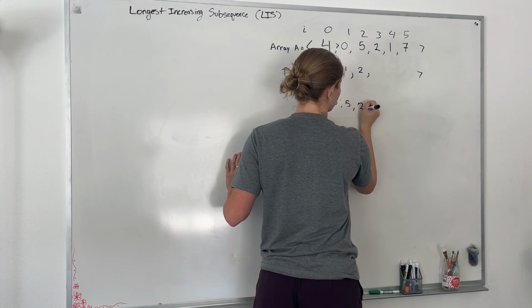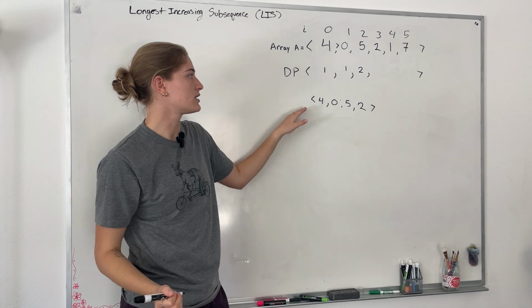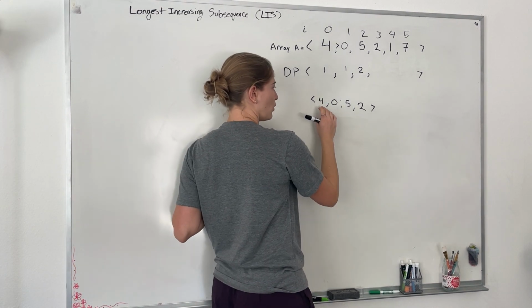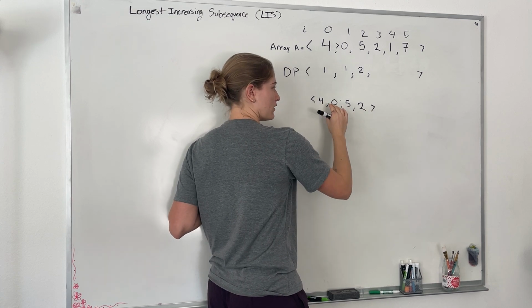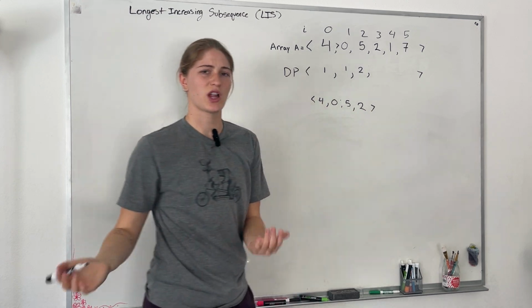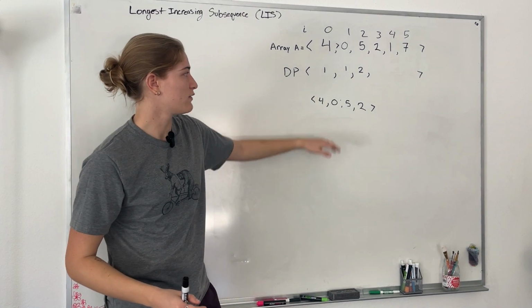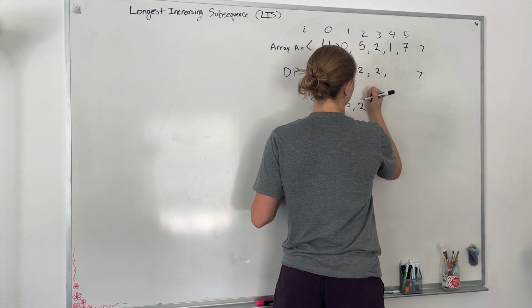Now we have the value 2. Given this subsequence, what's the longest increasing subsequence of this array? Well, we have 4 to 5, we have 0 to 2, we have 0 to 5, and those are pretty much all our options because nothing else has increasing order. So given that information, we know that the longest increasing subsequence here is 2.